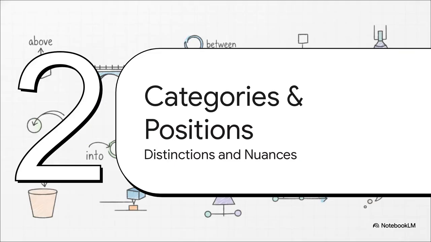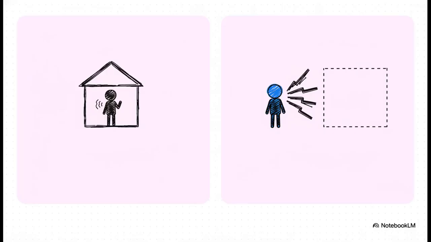So that brings us to Section 4, distinct categories and positions. Let's look at some crucial distinctions and nuances. This next distinction is a real game changer because it trips up so many learners. A preposition and a prepositional adverb can actually share the exact same physical form.